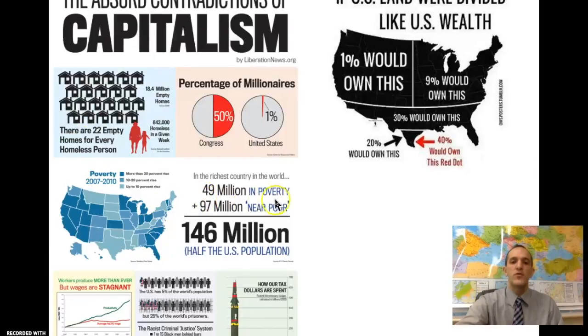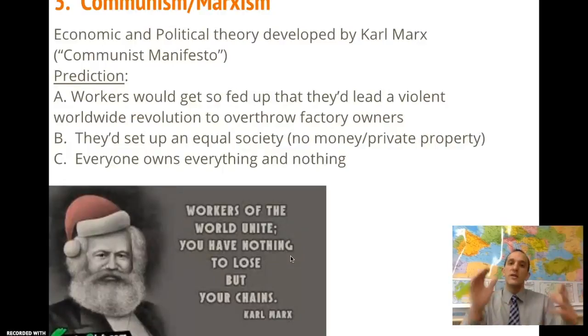If you add up, there's 49 million people living in poverty in this country today, and 97 million people who are near poverty, one paycheck away or lack of paycheck from being in poverty. So 146 million people, that's half of the U.S. population, are close to living in poverty. Anyway, that's just some side notes of what someone who is socialist would say. This is the inequality that exists, and we need more socialist programs.